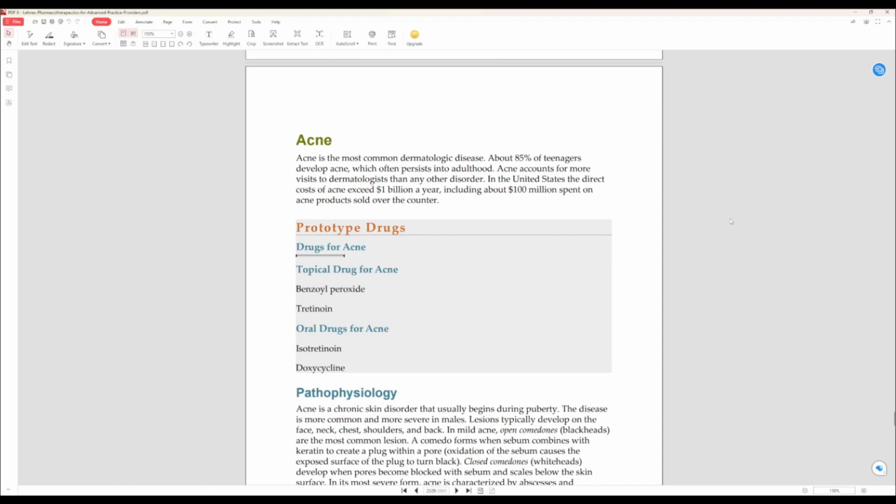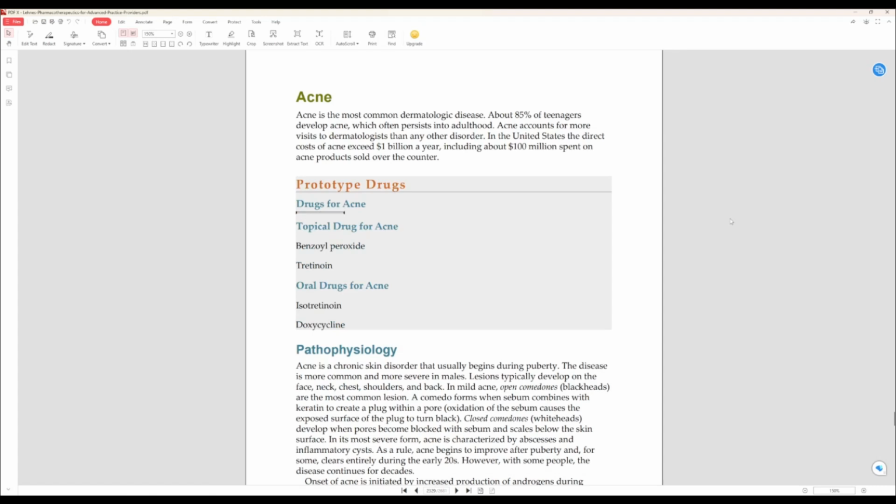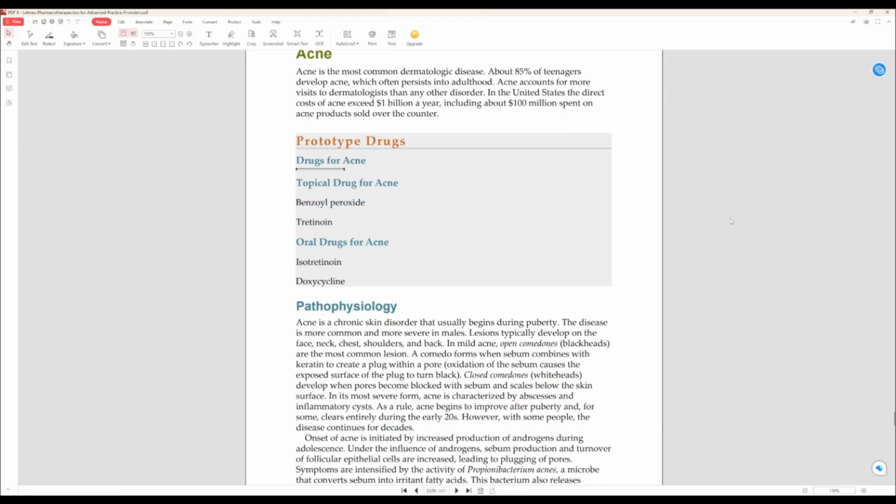So, what is its pathophysiology? Acne is a chronic skin disorder that usually begins during puberty. The disease is more common and more severe in males. Lesions typically develop on the face, neck, chest, shoulders, and back. In mild acne, open comedones or blackheads are the most common lesion. A comedo forms when sebum combines with keratin to create a plug within a pore. Closed comedones, or whiteheads, develop when pores become blocked with sebum and scales below the skin surface. In its most severe form, acne is characterized by abscesses and inflammatory cysts.